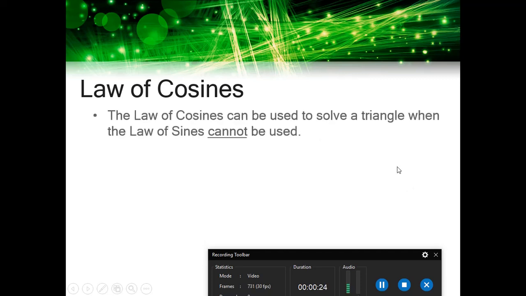If you have a triangle that is not a right triangle, we said you could use the law of sines to solve for a missing side or a missing angle. However, you had to have two sides and two angles present. Sometimes we'll have three sides and only one angle. And when that happens, we use the law of cosines.